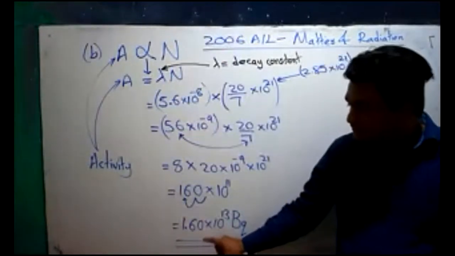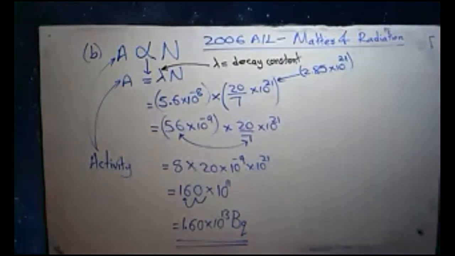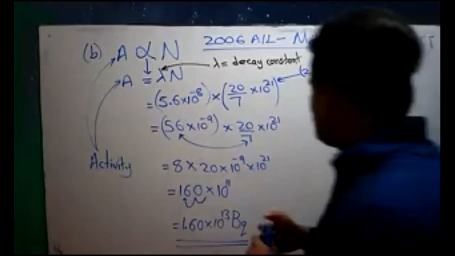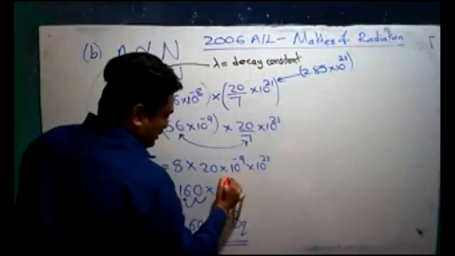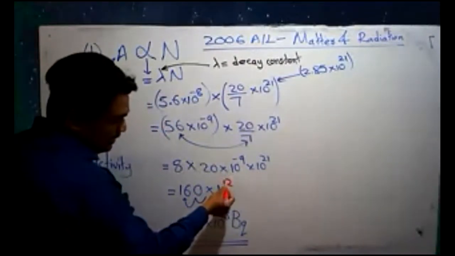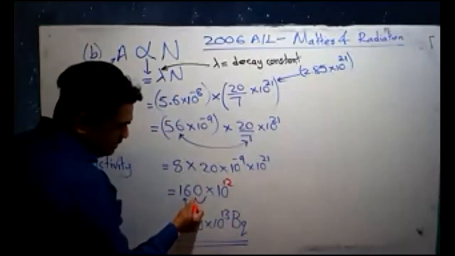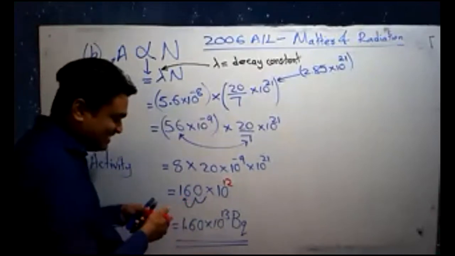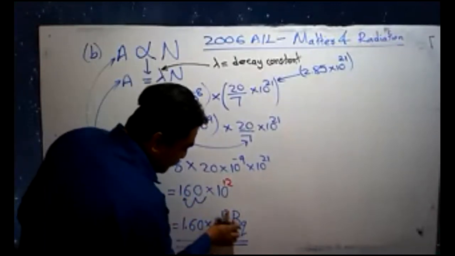Who got this answer? 1.6 into 10 to the power 14. Sir, 10 to the power 14. How? Minus 9, 12. This is 12. Minus 9, yeah. 11, 12. So this is 10 to the power 12. Then 13, 14, yes. So this is 10 to the power 14.